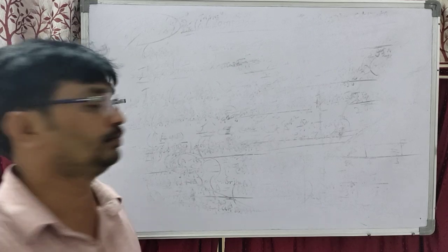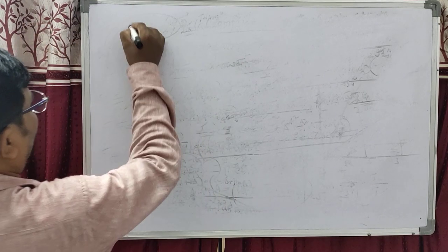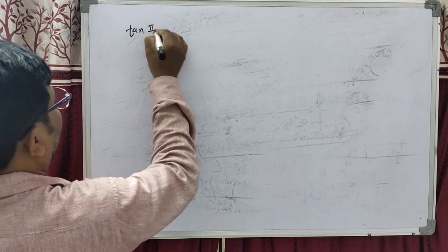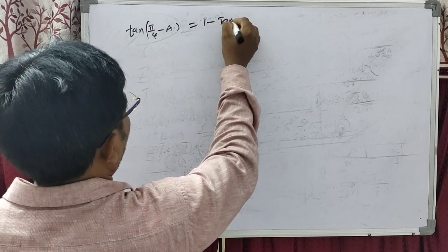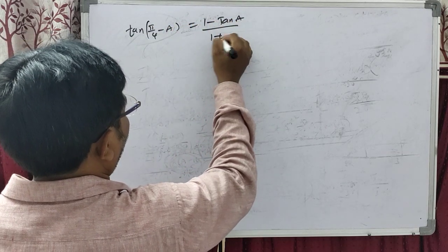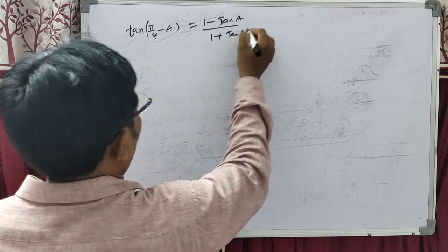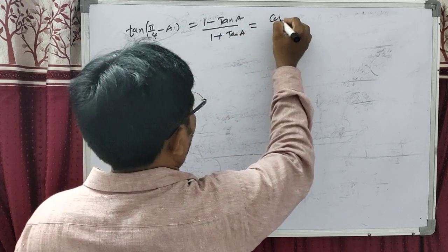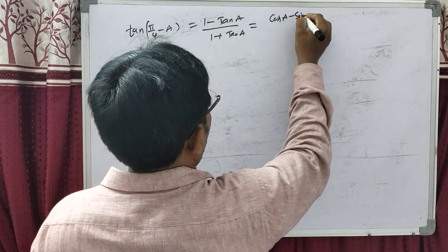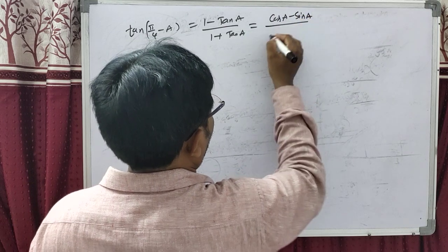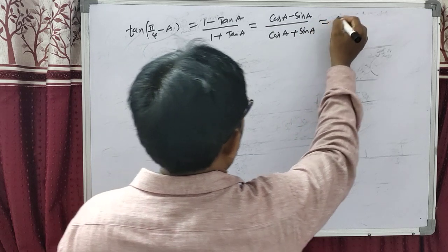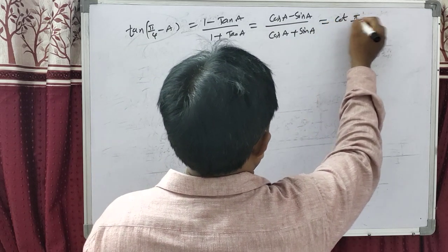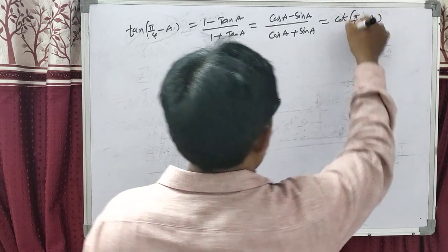Students, let us now, I will explain another formula. The tan of pi by 4 minus a is 1 minus tan a by 1 plus tan a. This is also cos a minus sin a upon cos a plus sin a, equal to cot of pi by 4 plus a.